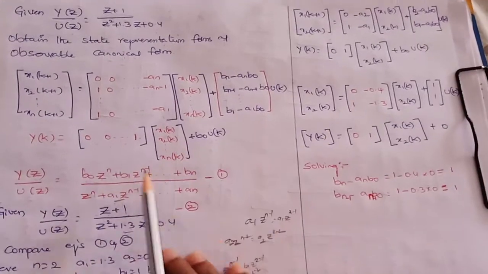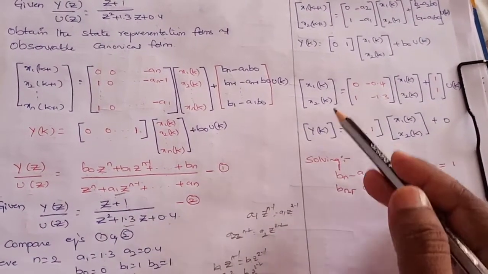So this is how to solve the observable canonical form and represent it in the state space representation.